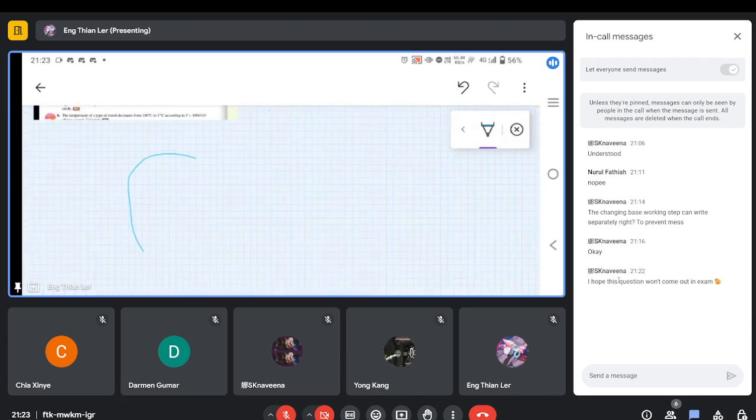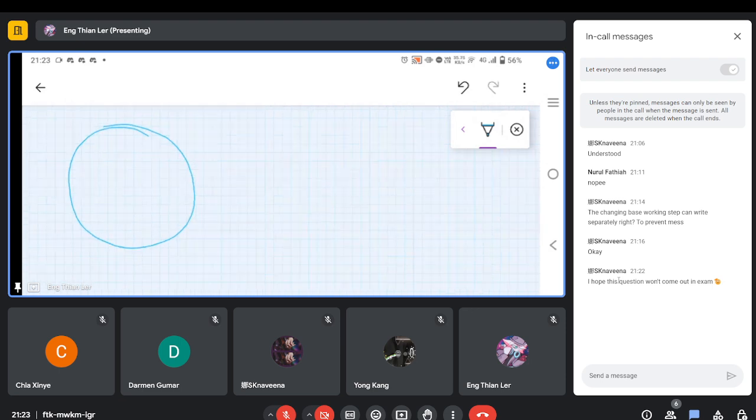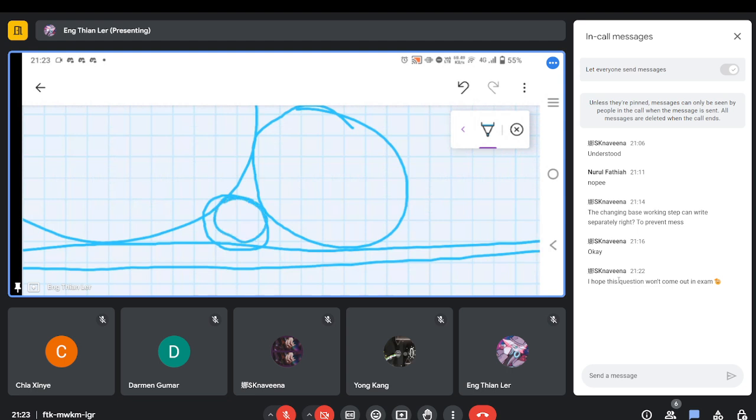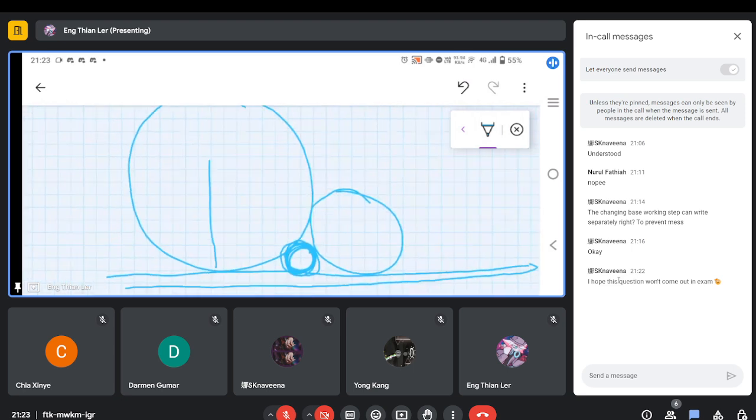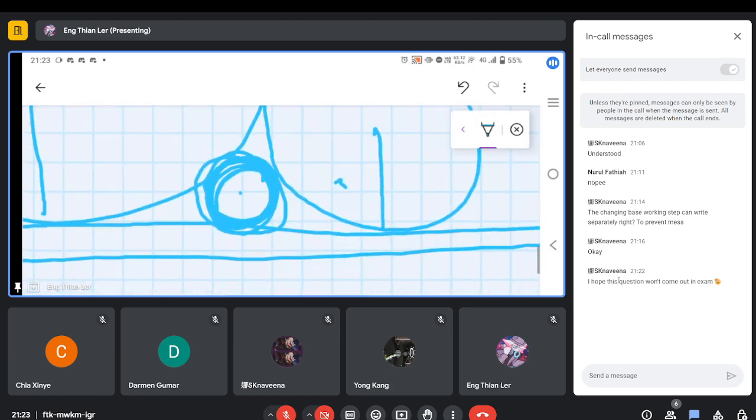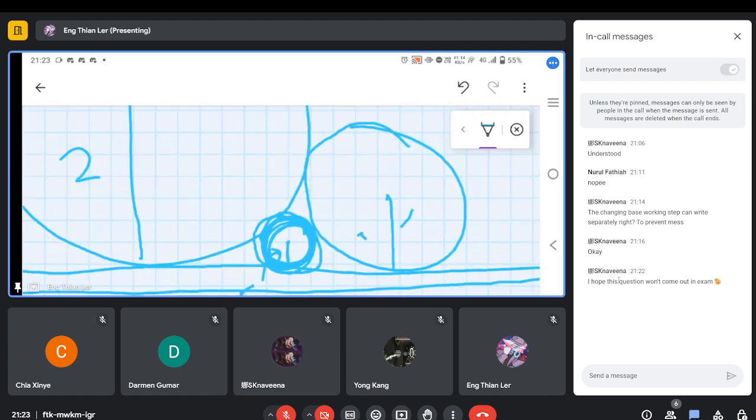Okay, this will be a circle. Circle A. The circle B here. The small circle here. So this is 2. This is 1. And we're going to let this be R. The radius of the small circle is R. So this is 1.